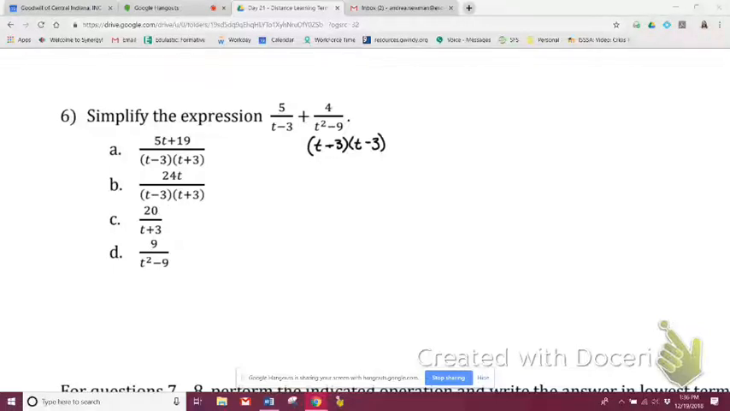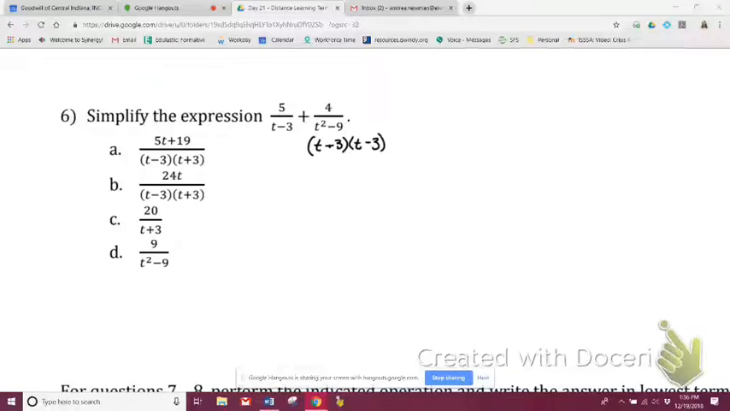So since t is squared, there's a minus sign, and 9 is a perfect square because 3 times 3 is 9, we break it up into two parentheses using t and 3. So we essentially just separated those t's. So now this actually is going to be our least common denominator.